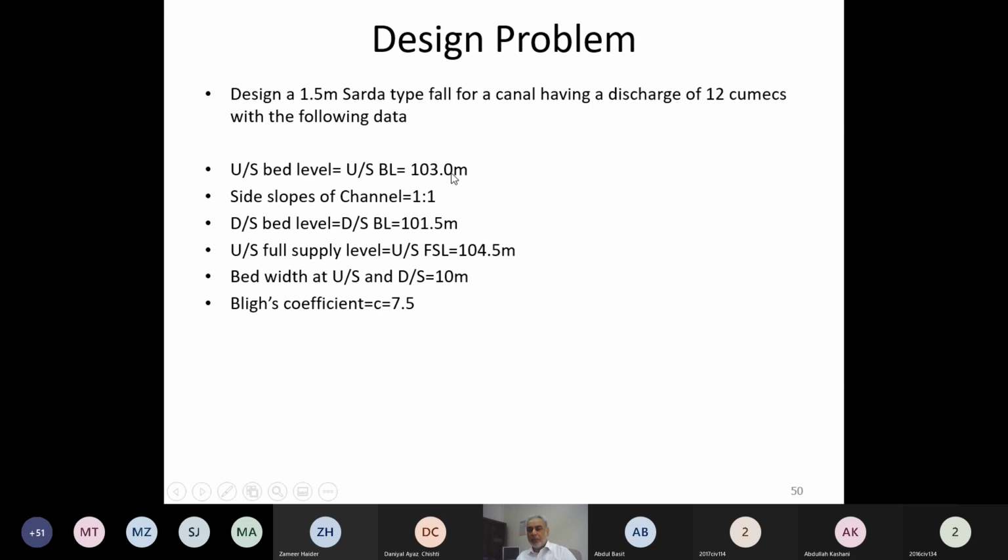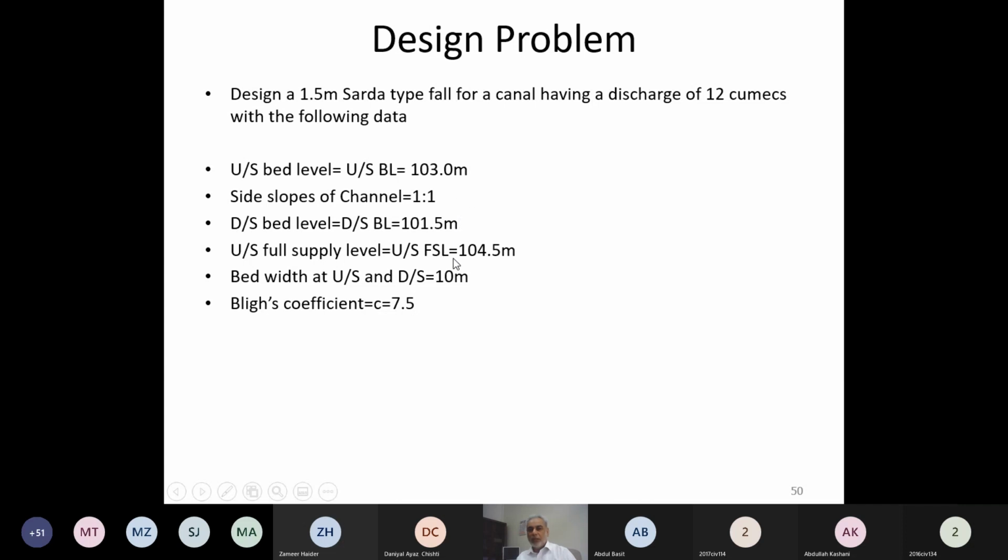Bed level is given, upstream bed level. Similarly, downstream bed level is given. So this is matching with this fall height: 103 minus 101.5, difference is 1.5 meters. Sometimes we don't give you this fall height. We only give you the bed elevation. So you should be clever enough to find the fall height yourself.